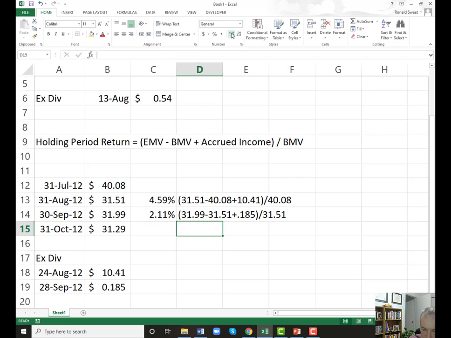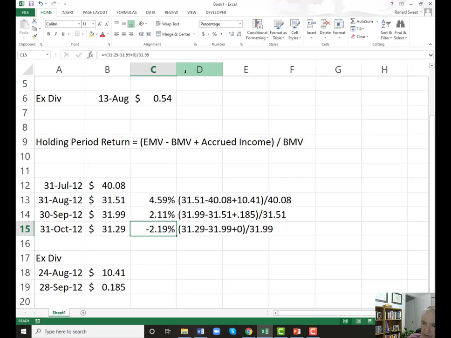And then the last month, we got 31.29 minus 31.99. There's no accrued income. We divide that by 31.99. So they finally had a loss. Pretty volatile stock the last few months there. And there's a lot going on with Congress, and that might be part of it. Plus, it's a hotel chain, which is a very cyclical business. So you can see how important it is to get those dividends into this.